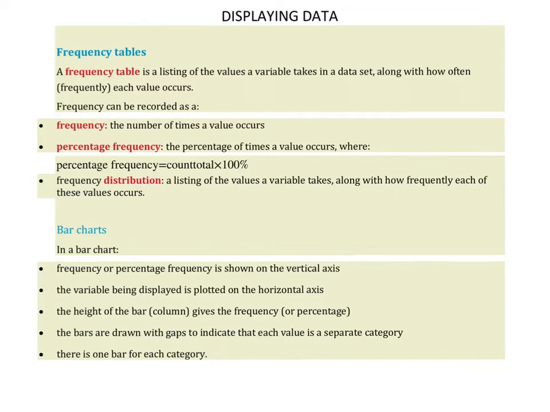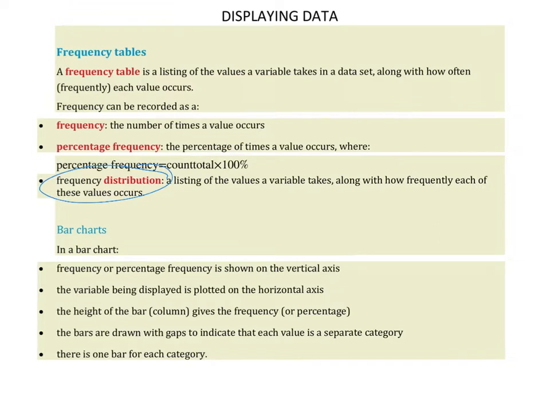So a frequency is just the number of times something occurs, and the percentage frequency is the percentage of times a value occurs. And we'll have a look at that in an example in a minute. Sometimes a frequency table is also known as a frequency distribution. This is the same thing.